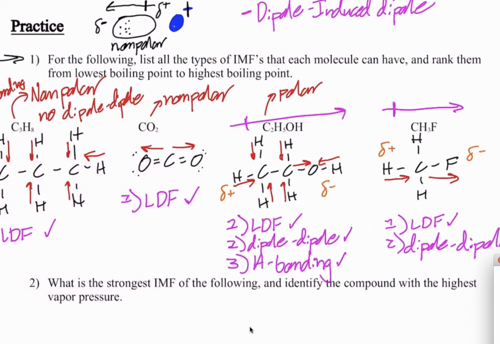However, we don't have hydrogen bonding, because these hydrogens are all bonded to that carbon, and they have to be bonded to fluorine, oxygen, or nitrogen. So no hydrogen bonding. The question says to list all the types of IMFs, so we've done that.